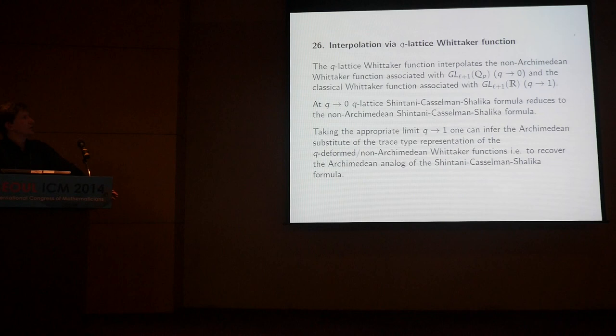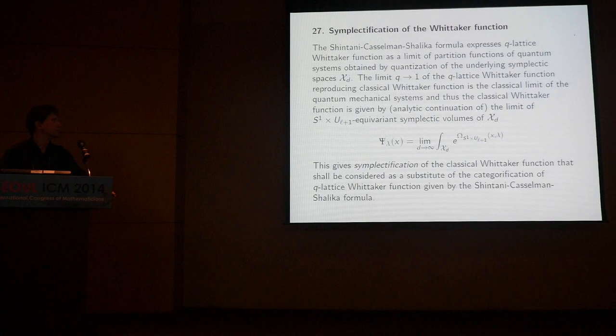So the q-lattice Whittaker function interpolates the non-Archimedean Whittaker function associated with a general linear group by taking q to zero, and the classical Whittaker function associated with the general linear group of real numbers by taking an appropriate limit, q to one. In the non-Archimedean limit, the q-lattice Shintani-Casselman-Shalika formula, which we define, reduces to the non-Archimedean one. So it's indeed some generalization of this. But now we have the opportunity to take another limit and infer what the Archimedean substitute of the trace-type representation is, and recover the Archimedean analog of the Shintani-Casselman-Shalika formula.